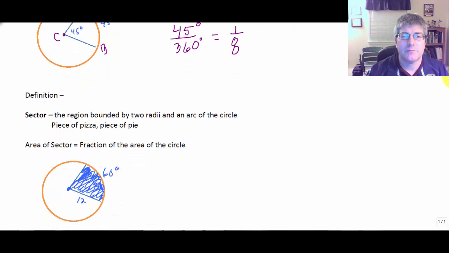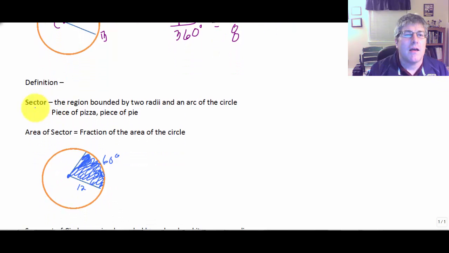Some definitions. A sector of a circle is the region bounded by two radii and an arc of the circle. So we again could have sector ACB. Our sector is the blue shaded area here. Think of a piece of traditionally cut pizza or grandma's apple pie from Thanksgiving. A piece of the pie or a piece of pizza is a sector.